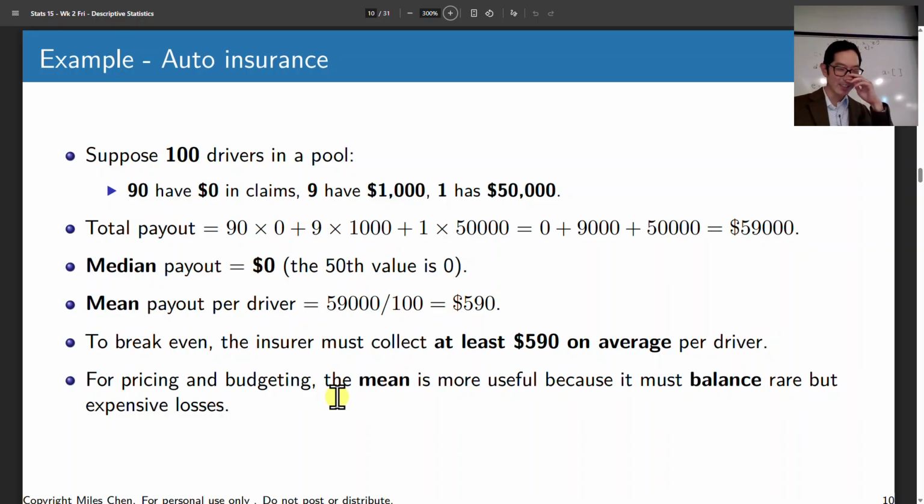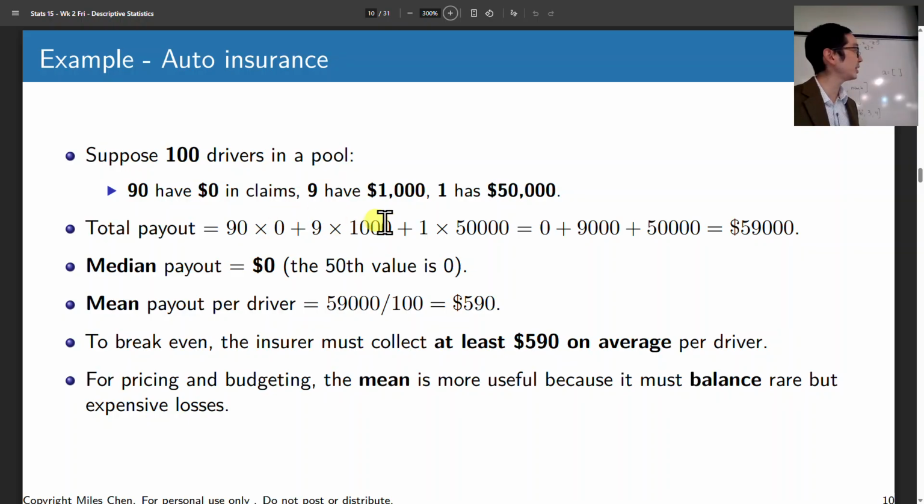But the deal with the insurance company is that if somebody does get into an accident, the insurance company steps in and says, okay, we'll pay this out. So imagine there's 100 customers for this tiny little insurance company. And most of those people, no accidents, $0 in claims. Some of them have small accidents, maybe $1,000, and then one person has a serious accident where they have to pay out $50,000.